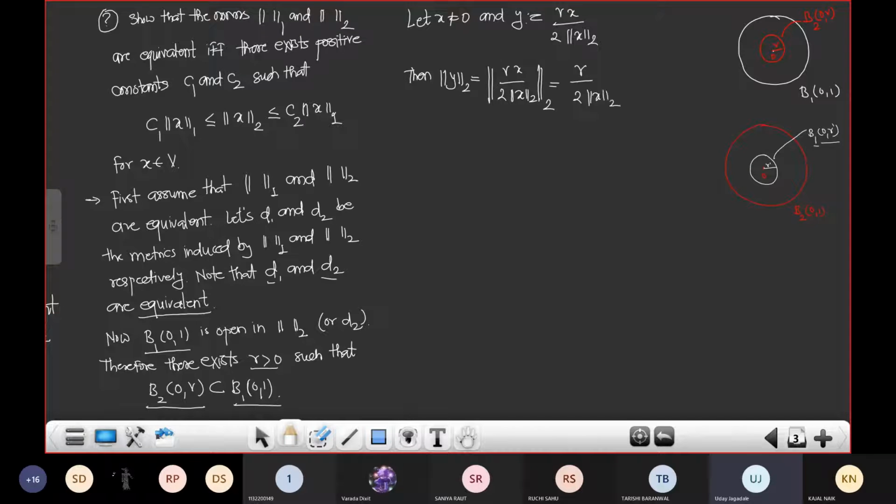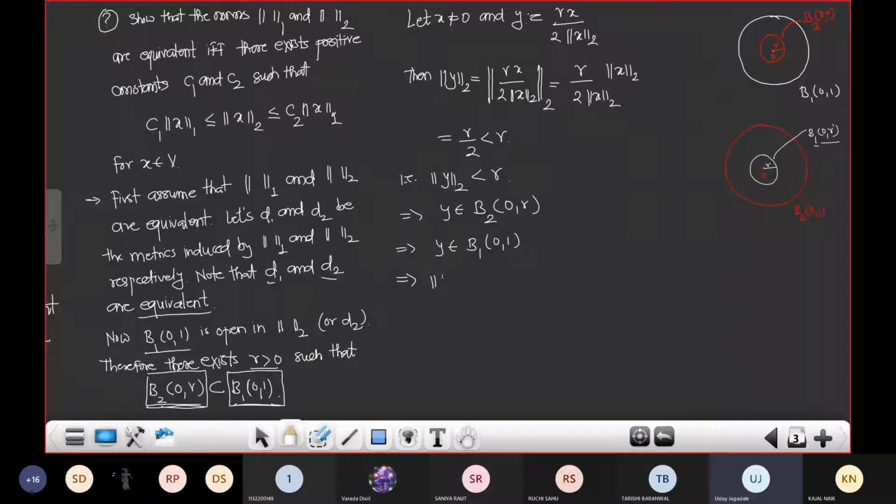And similarly, norm 2 of x is also a constant. So what remains is just r by 2 and this is less than r. That is, norm 2 of y is less than r. Okay, what does that mean? This implies y is in this ball B_D2(0,r). Now this ball B_D2(0,r) is contained in B_D1(0,1). So this implies y belongs to B_D1(0,1). What does that imply? That implies that the distance of y from 0, that is norm 1 of y, is strictly less than 1.